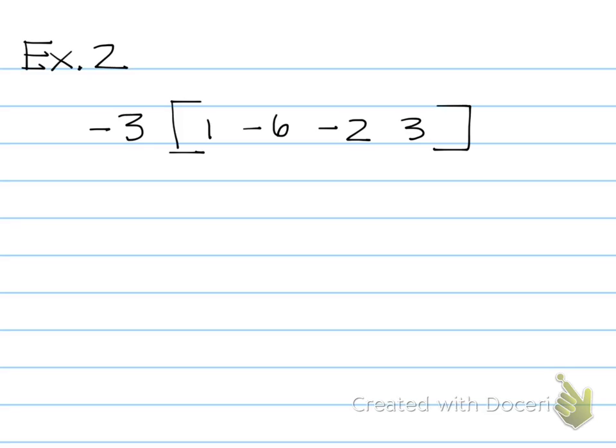Next example. We're multiplying this row matrix by a scalar. So we just multiply the negative 3 by all the elements in that matrix. Negative 3 times 1 is negative 3. Negative 3 times negative 6 is 18. Negative 3 times negative 2 is 6. Negative 3 times 3 is negative 9.